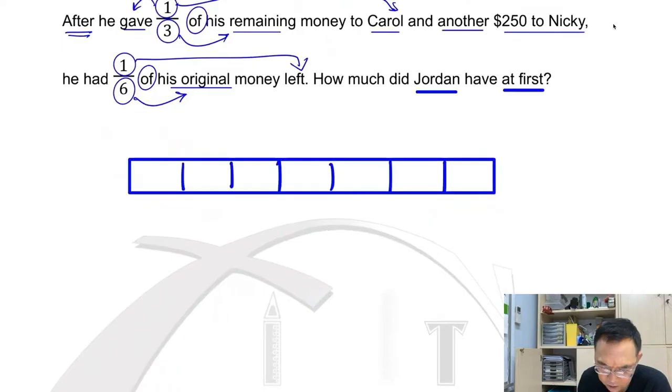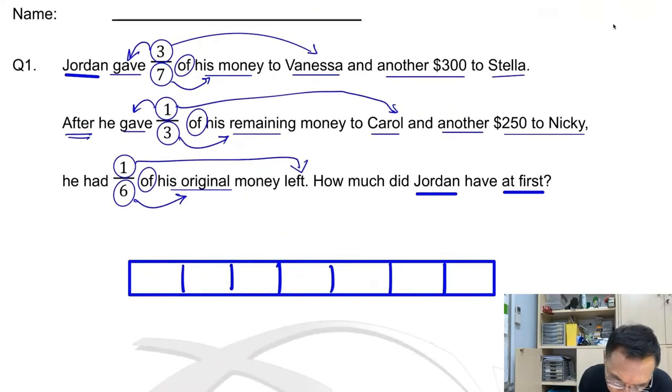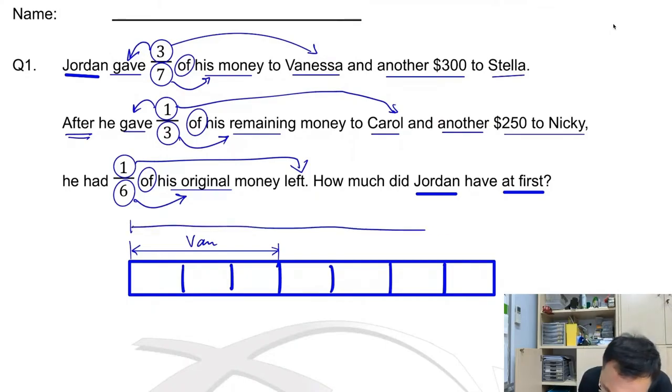So this is the original model, right? And of this 7, okay, this 7 that I just drew comes from here. 3 will go to Vanessa. So let's label that. Dear Vanessa gets this amount of money. Okay, so this is Vanessa. I'm just going to call Vanessa Van. Okay? And then this represents his total. This is Jordan. This is Jordan total.